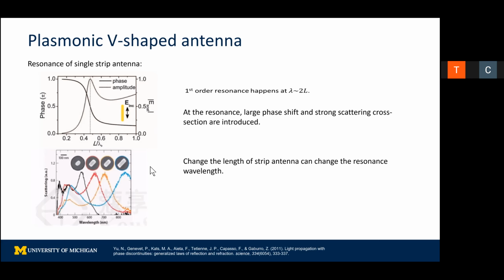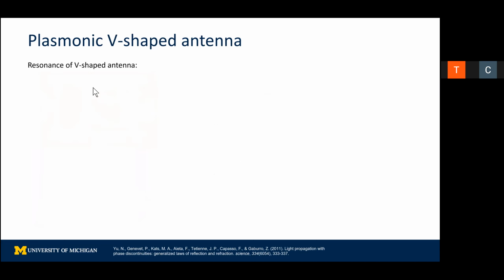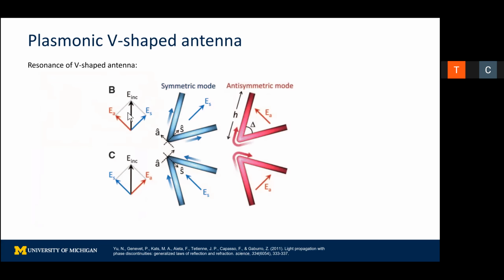However, if we just use a single strip antenna, you will never get a 2π phase shift, because if you look here, the maximum phase shift is just π. And in order to fully control the phase, we actually need a 2π phase. So what people did is they combined 2 antennas together and formed something that looks like this, a V-shaped antenna.